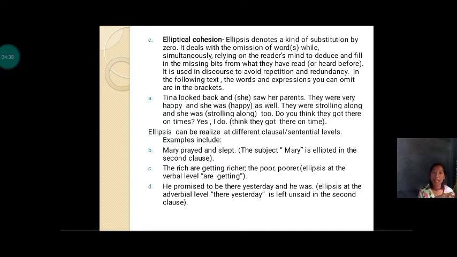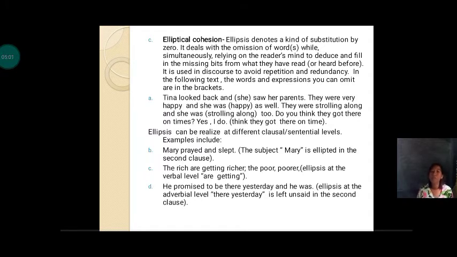Mary prayed and slept. The subject Mary is elliptical in the second clause. Next is: The rich are getting richer, the poor, poorer. Ellipsis at the verbal level: "are getting". Next is: He promised to be there yesterday and he was.